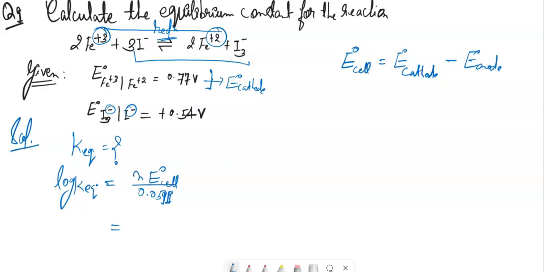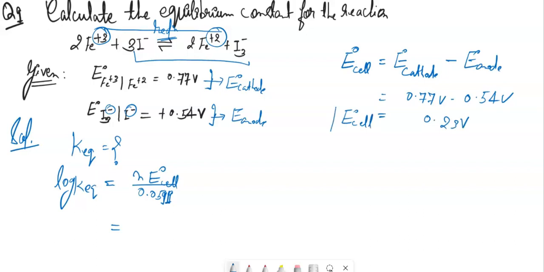Now let's write the values. What is the value of E naught of cathode? That is 0.77 volt, minus the anode, which is 0.054 volt. So this value will be 0.23 volt. That is the E naught cell. One thing is very clear: this E naught cell is positive also.